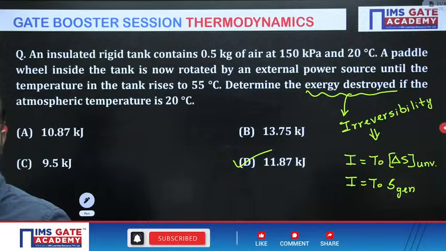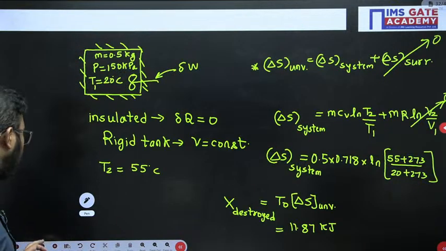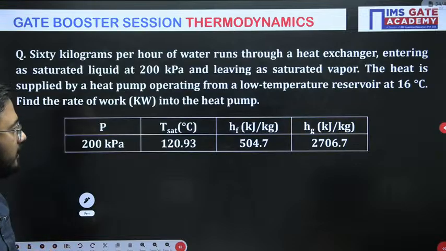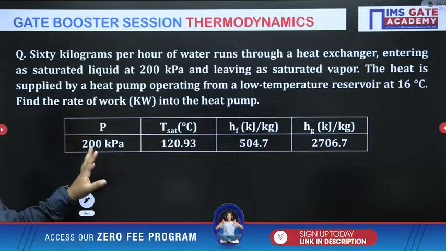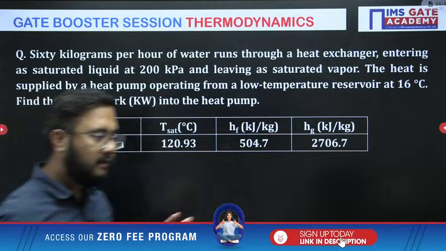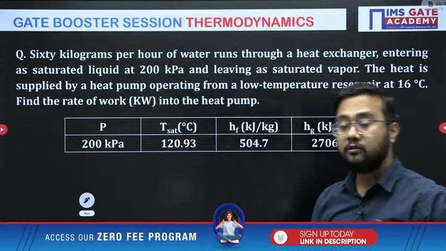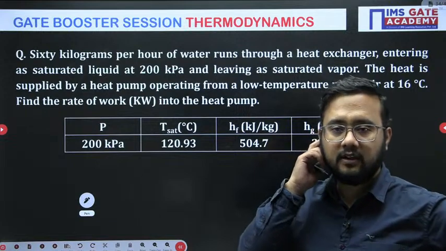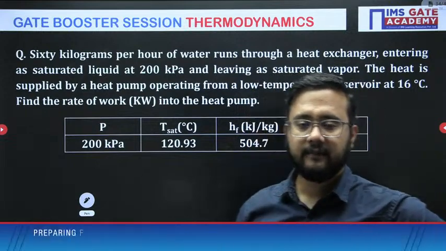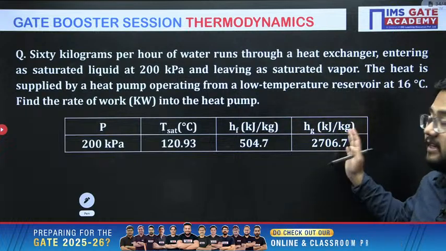Okay, we'll move to the next problem. If you have any doubt related to this problem, please ask. Okay. Now, next thing, find the rate of work into the heat pump. This is again a multi-concept problem. Same thing you did, so maybe some calculation mistake you have done. That's why you didn't get the answer in the first attempt, I think. Right. Now this is a multi-concept problem.